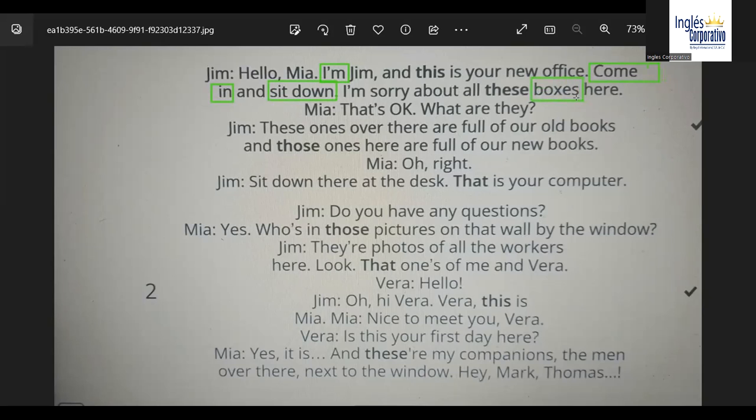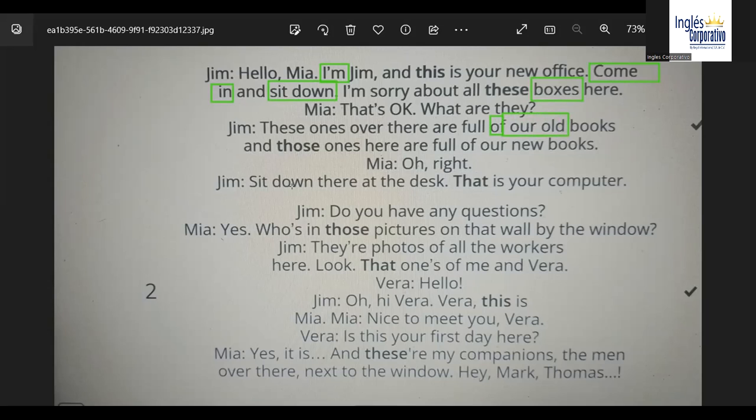I'm sorry about all these boxes here. That's okay. What are they? These ones over there are full of our old books. And those ones here are full of our new books.